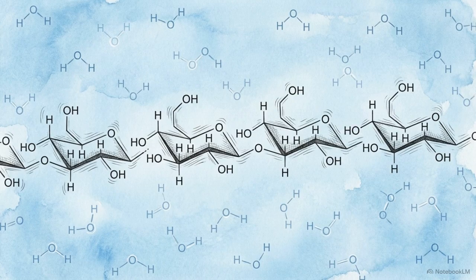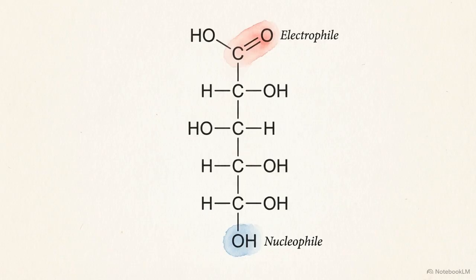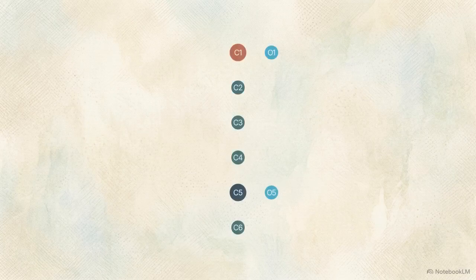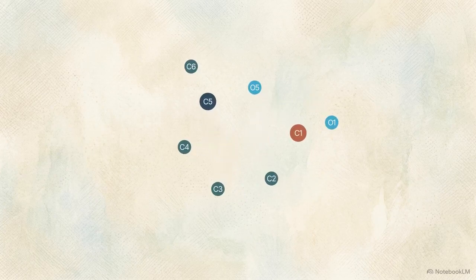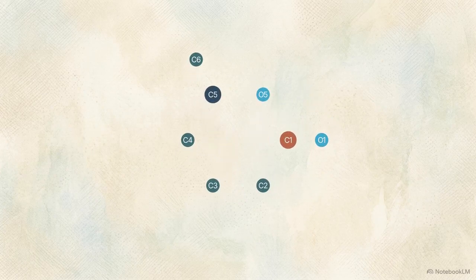Within the aqueous environment of a cell, these straight-chain sugars rarely maintain their linear form. They are inherently unstable. A monosaccharide possesses a nucleophile in its hydroxyl group and an electrophile in its carbonyl group. This sets the stage for a spontaneous intramolecular reaction. The hydroxyl group on carbon 5 attacks the carbonyl carbon at position 1. This attack forces the molecule to snap closed, forming a cyclic hemiacetal. The former carbonyl carbon is transformed into a new chiral center, named the anomeric carbon.